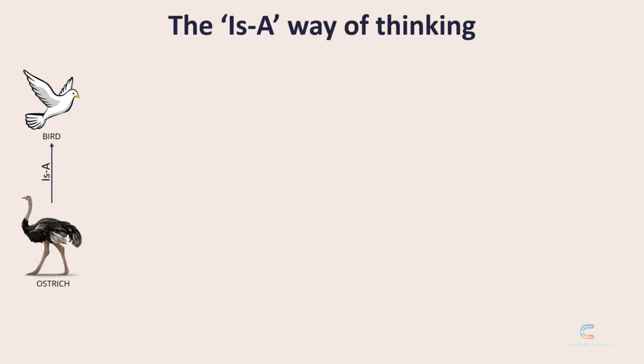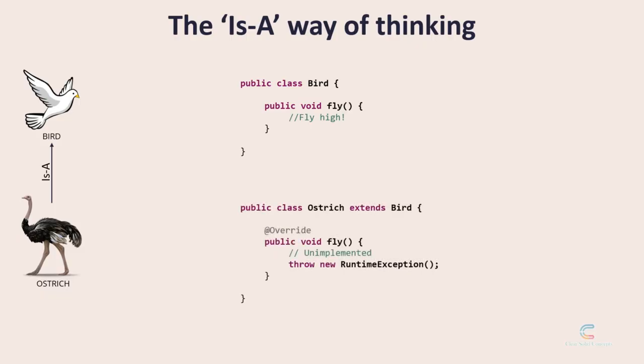Let's see this in code now. So we have a bird class with a fly method. Then we have an ostrich class that extends the bird class. Because the fly method does not make sense for an ostrich, what the ostrich class does is it overrides the fly method from the bird class and leaves it unimplemented. Unimplemented methods are almost always indicative of a design flaw.